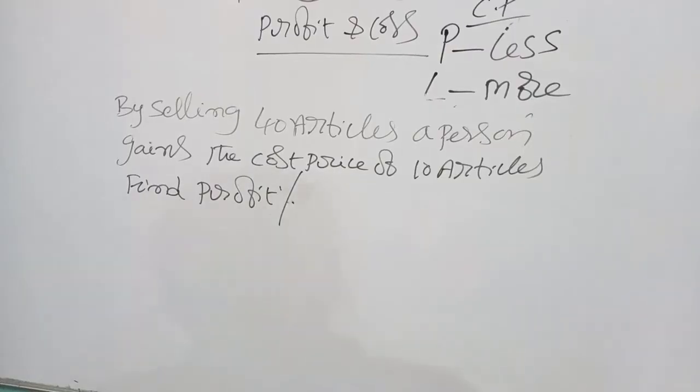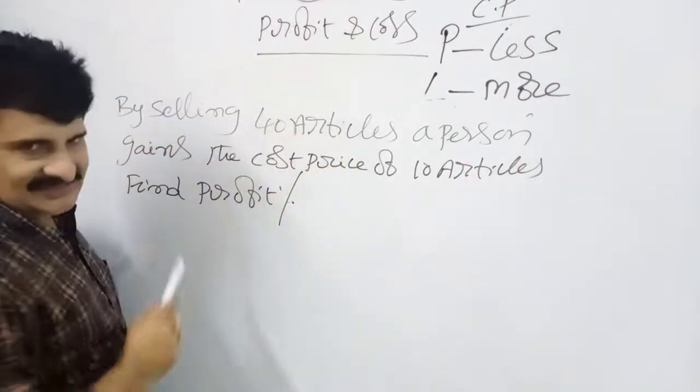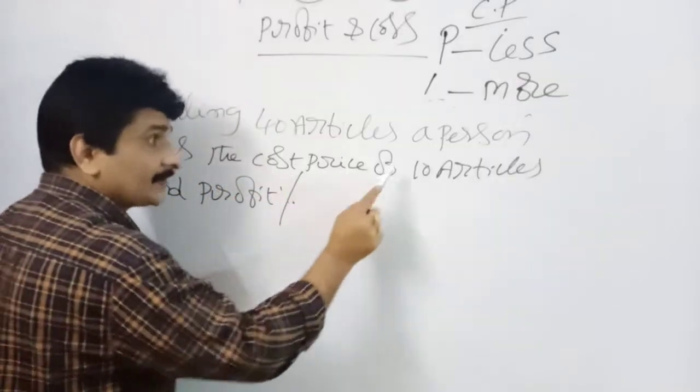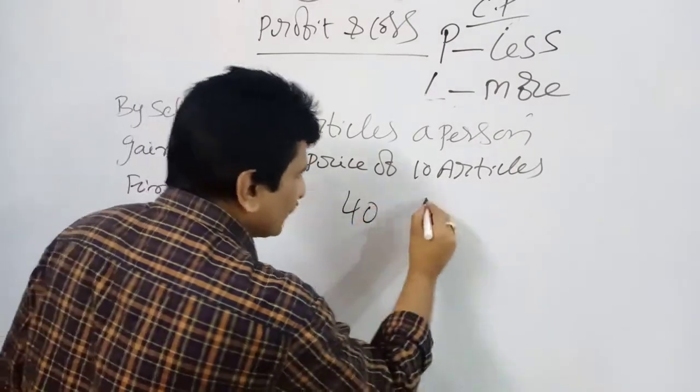Now this is the next model. By selling 40 articles, a person gains the cost price of 10 articles. Find the gain percentage. What is the shortcut I told you? First you write 40 and 10.